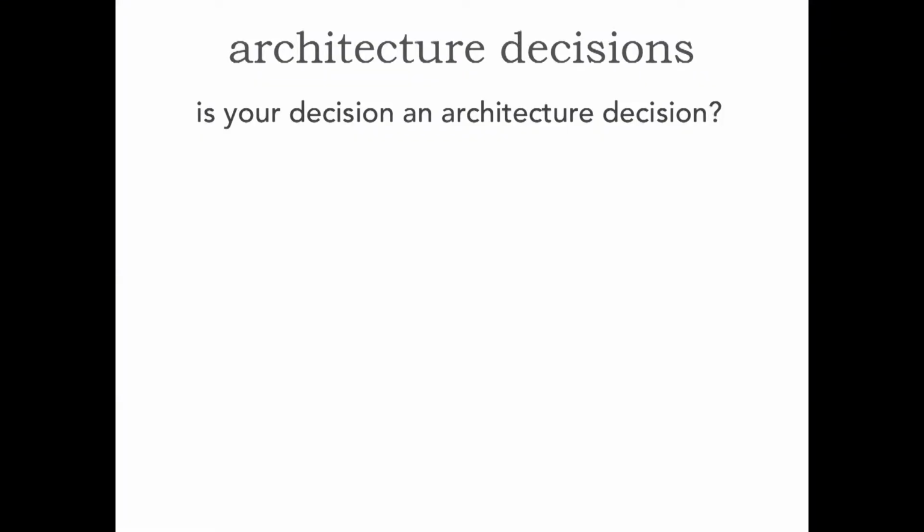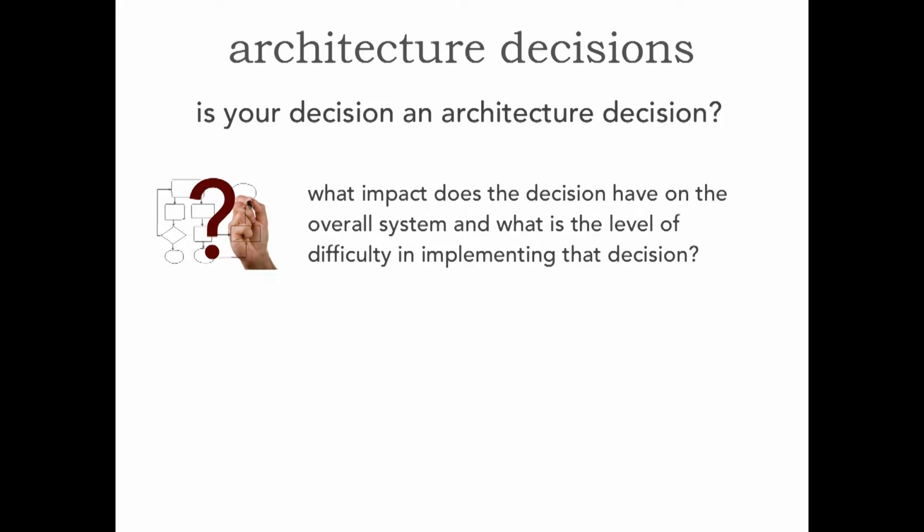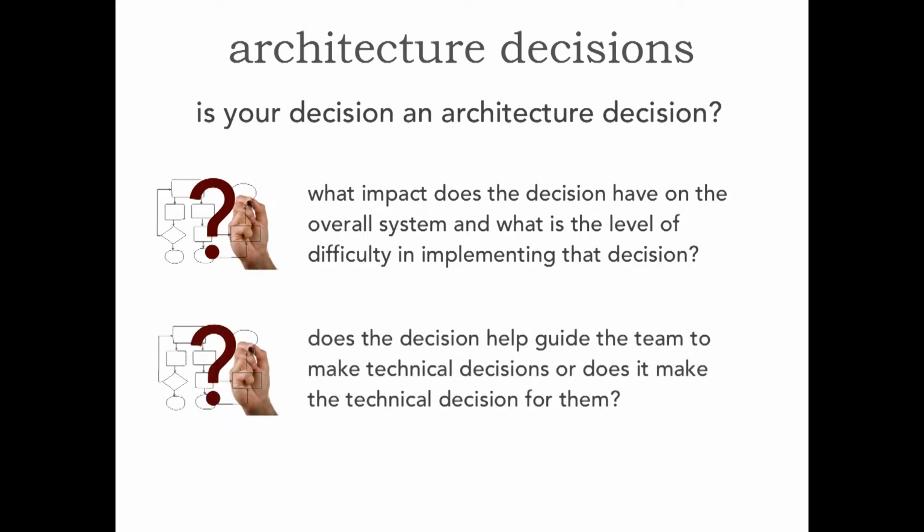Now that I've probably completely confused you, let's look at some other criteria to choose whether a decision is an architecture one. One question you could ask yourself is, what sort of impact does that decision have on the overall system, and what is the level of difficulty in implementing that decision if we have to undergo a refactoring effort? The second question you can ask is, does that decision help guide the team in making technology choices, or does it make the technology choice for them?